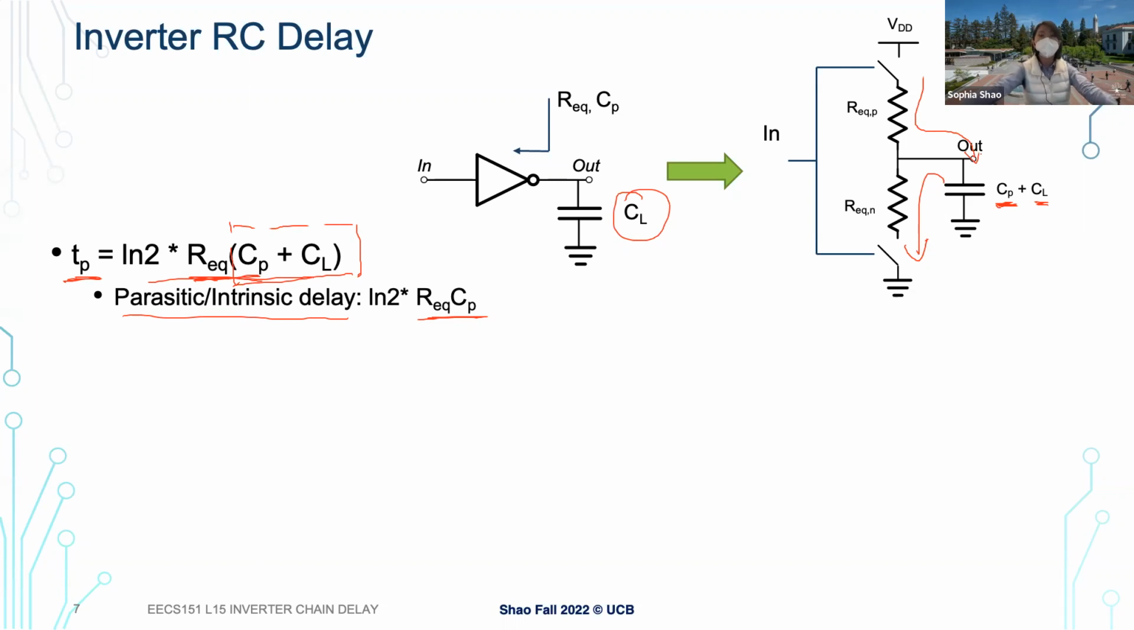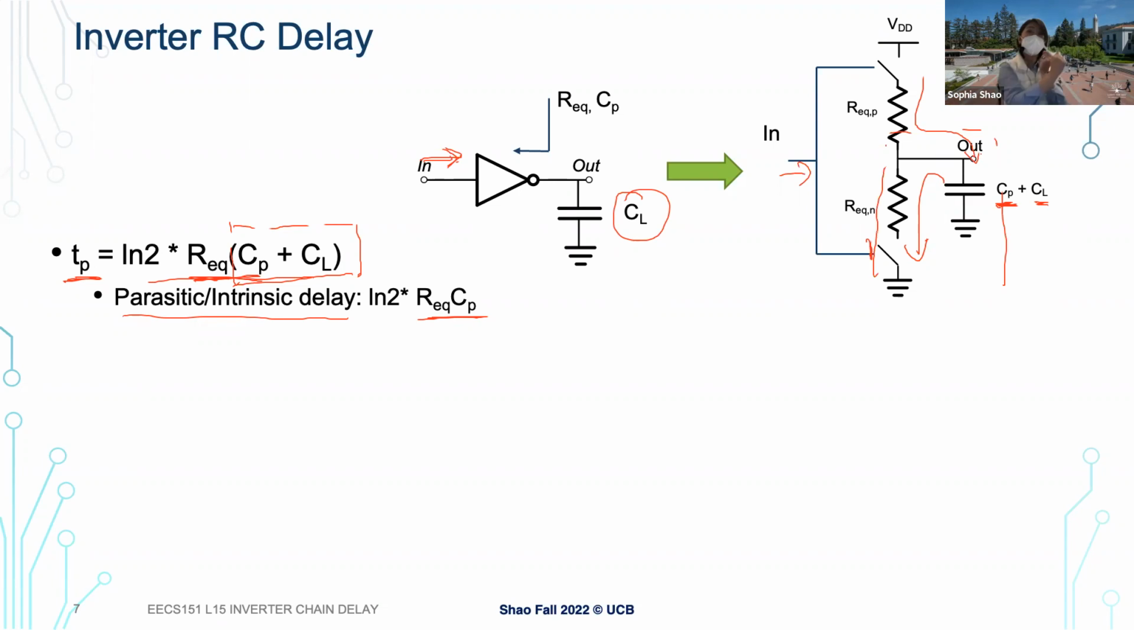Question? Is the input or gate capacitance also factored into parasitic delay? That's a good question. It is not. If you look at our MOS transistor as a switch model, the input capacitor is not connected to the output. It's only controlling the switch, so input capacitance is basically the load from the previous stage.